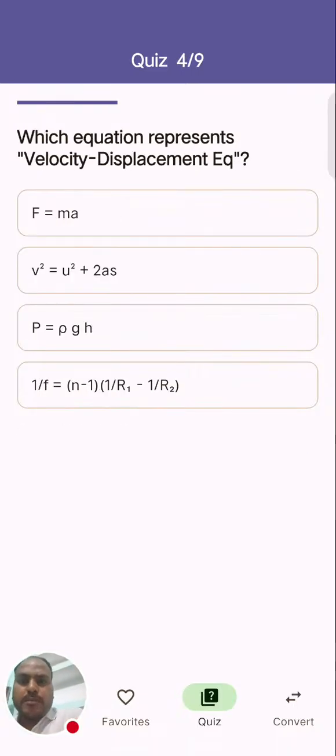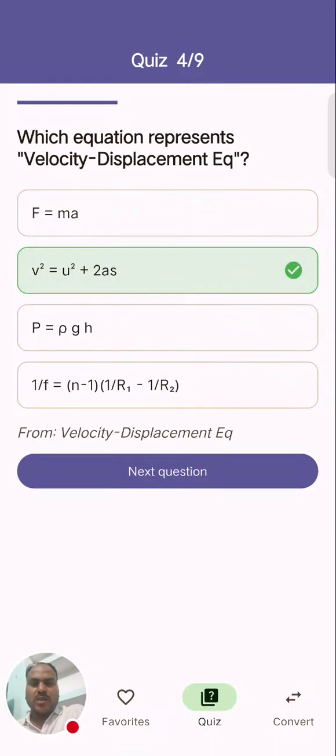Which equation represents the velocity displacement equation? P equal to rho into G into H is the pressure in a liquid, so we will not use this one. F equal to m into A is Newton's second law. So V square equal to U square plus 2AS is the velocity displacement equation.